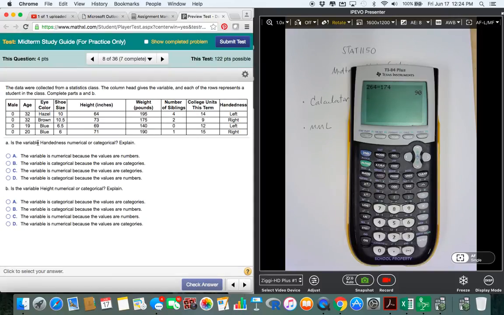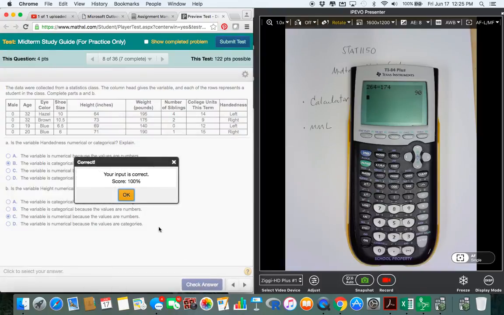Okay, is the variable handedness? So we come over to handedness, left or right. Is it numerical or categorical? So we would say that that is categorical. Is the variable height numerical? That's in numbers, so the variable is numerical because it's numbers. It's kind of a silly question, isn't it?